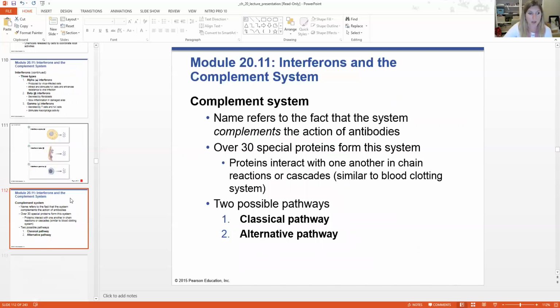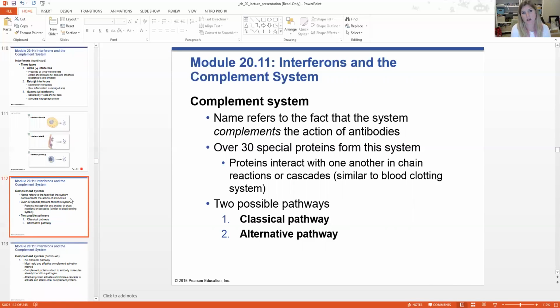The complement system is next. It is named because the system complements the action of antibodies. There are over 30 special proteins within this complement system, and there are two pathways. These proteins interact with one another in a chain or cascade reaction, kind of like blood clotting, where we had the intrinsic and extrinsic pathways coming together for the common pathway. You have the same idea here.